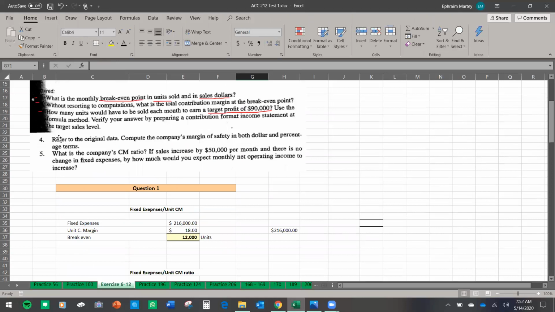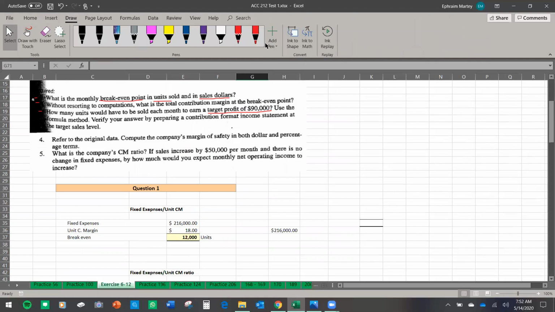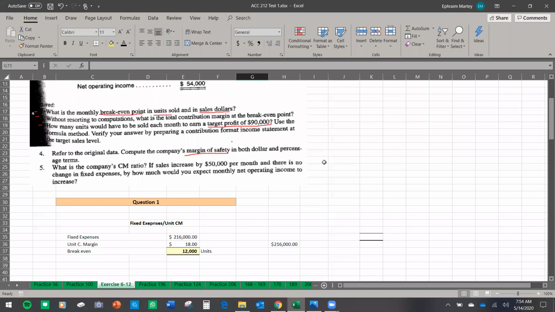What do we need? What are we asked to do here? We are going to compute what we call margin of safety. Margin of safety is the level of sales above break-even point. We know our break-even point is 0, and anything below break-even point is a loss. So if we sell anything below the break-even point, we'll have a net loss.